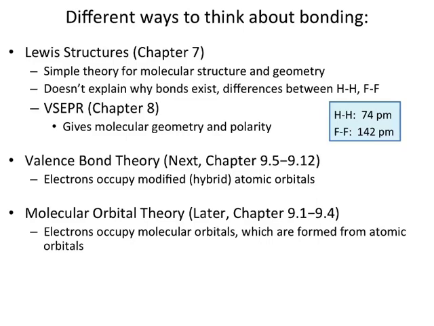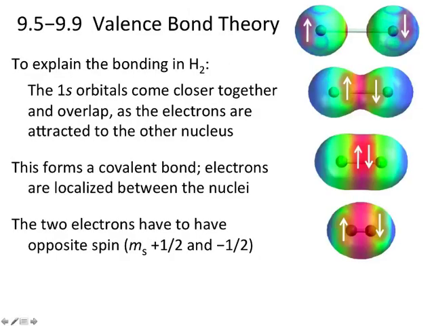So now we're going to talk about valence bond theory, where electrons occupy these modified hybrid atomic orbitals which then overlap to form the bond. And then again later comes molecular orbital theory. Okay, so valence bond theory. How do we explain the bonding in, for example, hydrogen? On the right here we have hydrogen atoms that each have their own electron in them. That's what this little arrow is that I just drew.